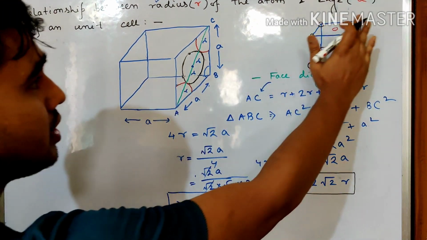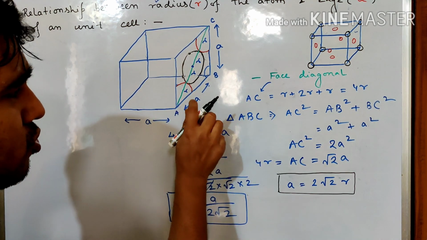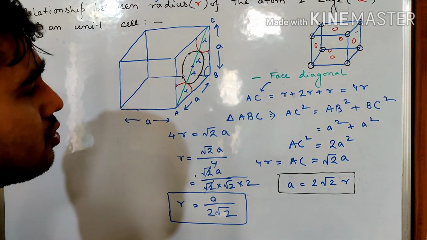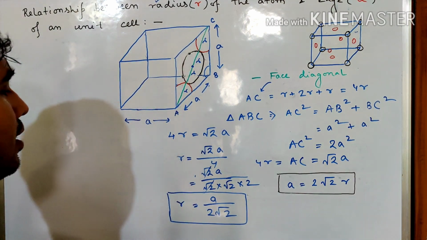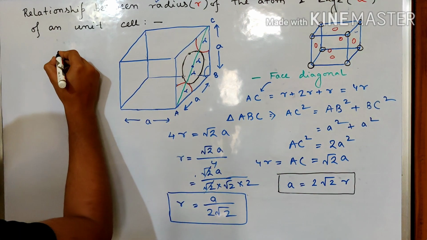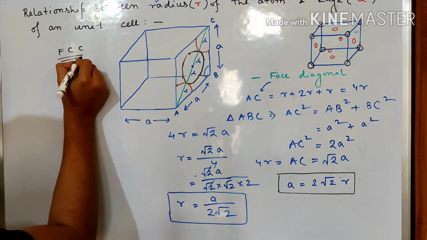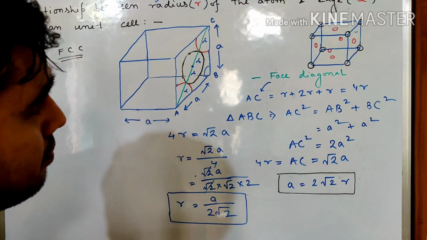You can see we are using the face diagonal. It is comparatively easier, I would say, compared to BCC. We are getting the relationship between a and r. All the relationships between the radius and the edge for FCC are not the same as for BCC and simple cube.